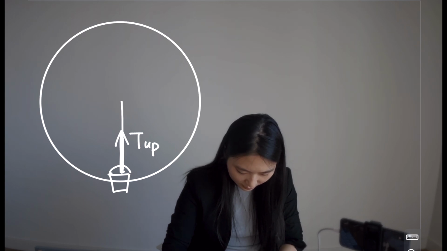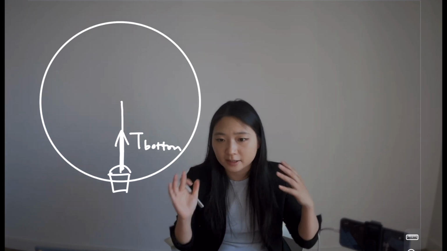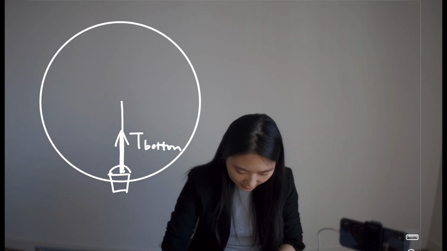Well, now let's take a look. Now assume that a string is attached to a bucket, and I am swinging the bucket along a vertical circle. Then at the very bottom of the circular path, a tension force is applied on the bucket, and this tension force points up, obviously, because the string is at the top of the bucket. I'm going to label that as T bottom, which means it's the tension force applied on the bucket at the very bottom. And this bucket also experiences a gravitational force mg that points down.